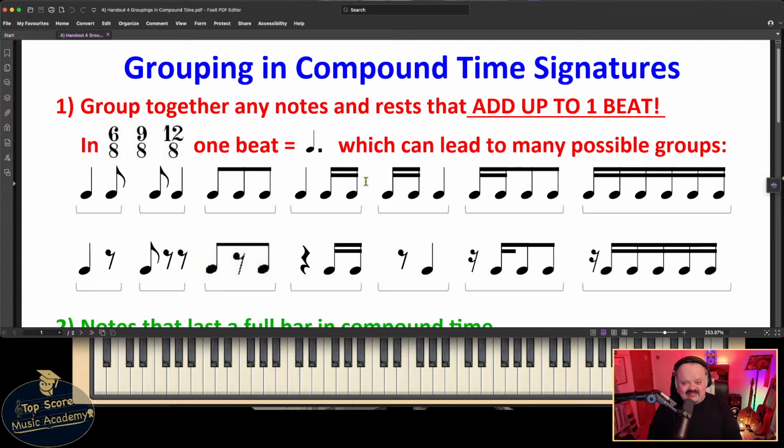So in 6/8, 9/8, and 12/8, I've just taken the most popular compound time signatures here. So this could be applied to any compound time. Anything with 6, 9, or 12, remember, is compound time. So as long as it adds up to 1 beat, in this case, in those time signatures, 1 beat is a dotted crotchet. So you could have 6 semiquavers.